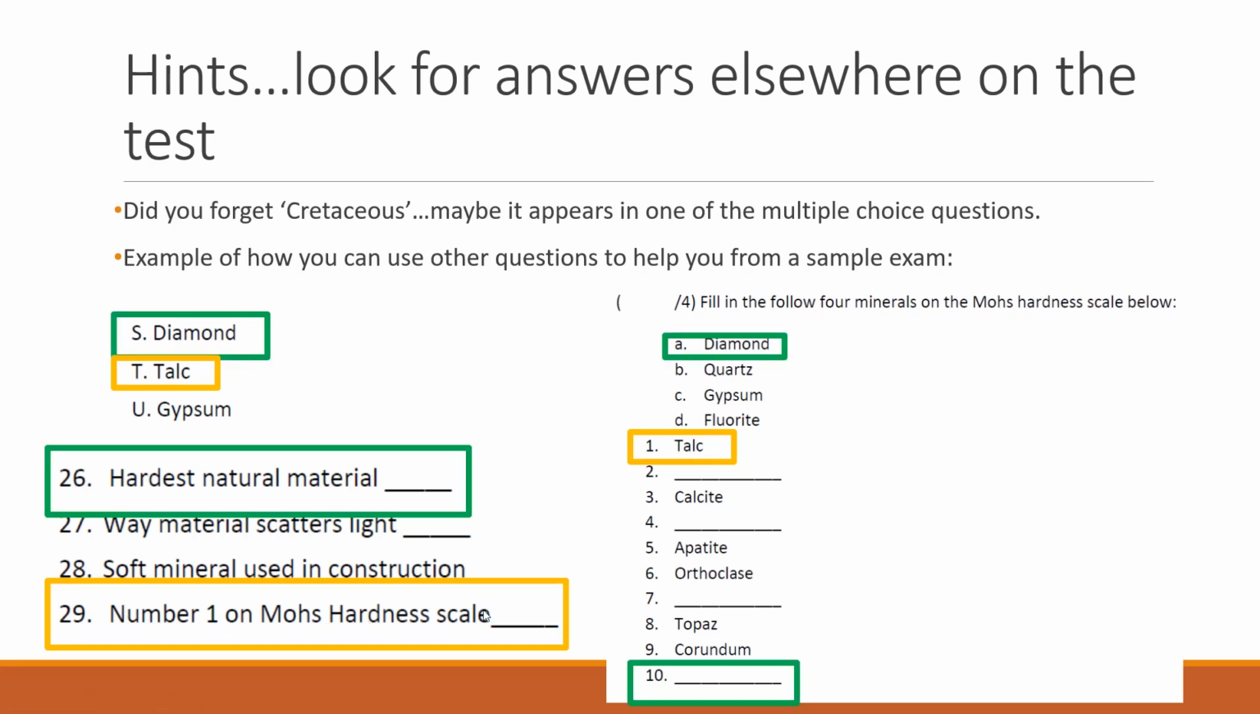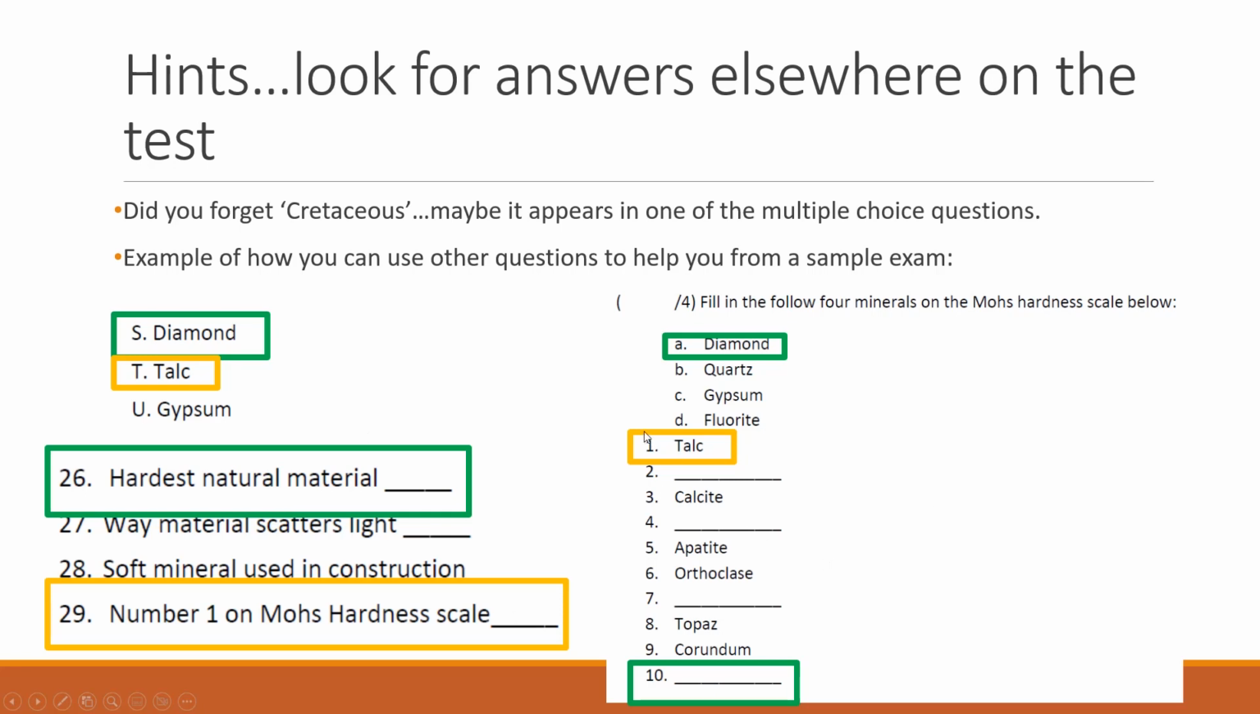Hardest natural material. Well, if 1 is here, 10 would be the opposite, right? And this is a blank, and diamond is one of our options here. Oh, look, diamond. And then this other one, gypsum, is on here, and we have soft material used in construction. That answer would be the gypsum. So if it's soft, it's going to be close to talc, which is also soft, and we have a blank spot here. So basically you could use these two questions in conjunction to figure out these things.